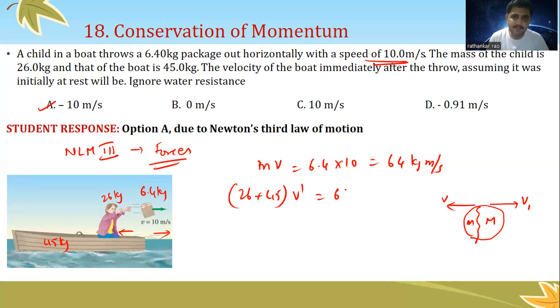So 64 equals 71 multiplied by V dash, and V dash will be equal to 64 divided by 71. If I calculate this, it comes out to be 0.91 meter per second. Now, what is the direction of the 0.91? It is in the opposite direction. So this should be negative, for the conservation to be obeyed. Thus, you can say B is the right answer.